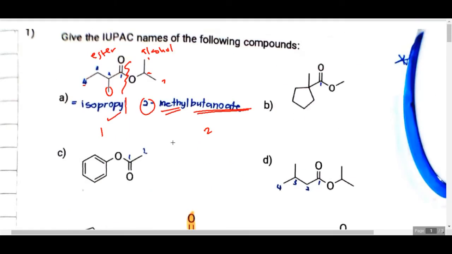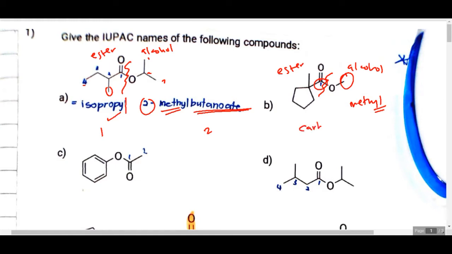Okay, moving on to B. Alright, this looks a little bit tricky, but as usual, just identify the alcohol part and also the ester part. The alcohol part is here, which is attached to the O. The ester part is the rest with the C double bond O. So in this case, there is only 1 carbon attached to the oxygen, so this will become methyl. Remember, we have the YL at the back. For this one, the longest chain that we can have is only a single carbon.